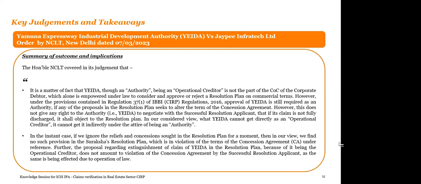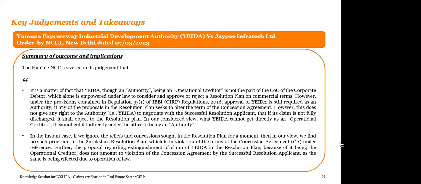So if there is any alteration in the 36 years agreement, alteration of terms in the concession agreement, then obviously this resolution plan would require approval of Yamuna Expressways because the original concession agreement is with Yamuna Expressway. However, this does not give the right to the authority to negotiate with the successful resolution applicant that if its claim is not fully discharged, it shall object to the resolution plan. So they don't have the right to object to the resolution plan on account of negotiation.